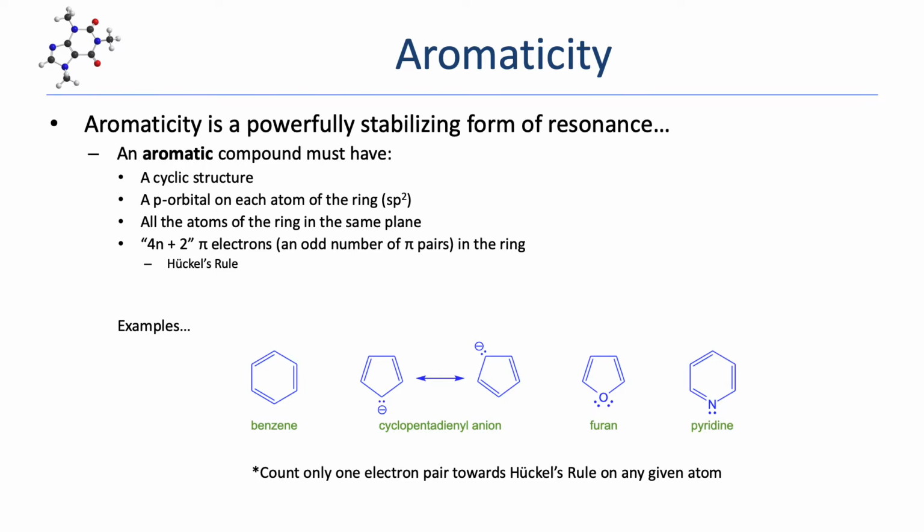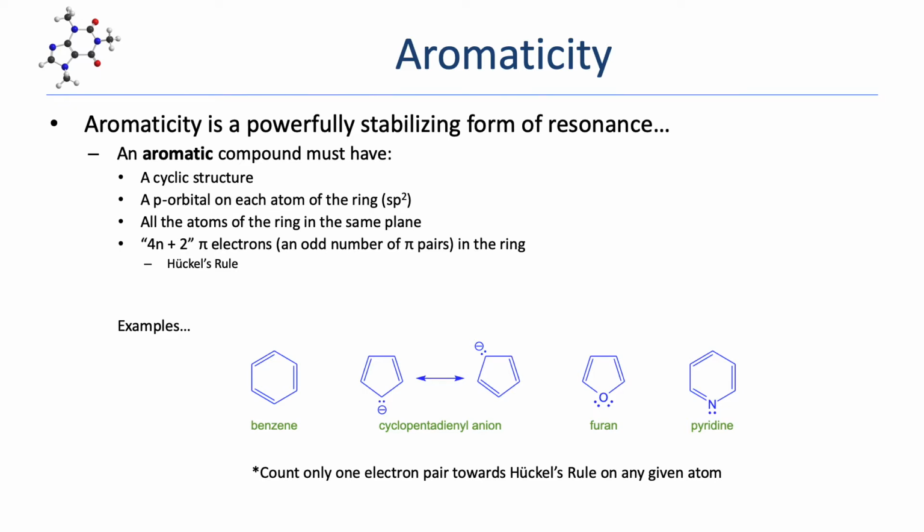First, the molecule must have a cyclic structure. Second, each atom in the ring must have an unhybridized p orbital, typically from sp2 hybridization. Third, all of the atoms in the ring must exist in the same plane. And because sp2 hybridization is trigonal planar, this is usually the case when all of the atoms in the ring are sp2 hybridized. And last, the ring must possess 4n plus 2 pi electrons.